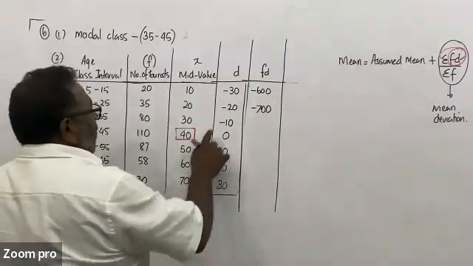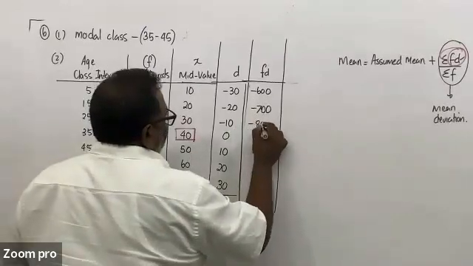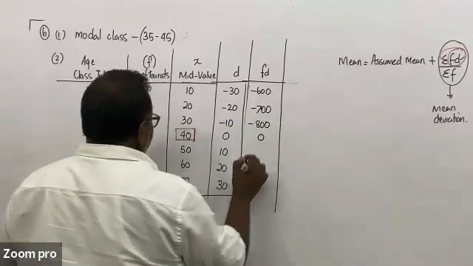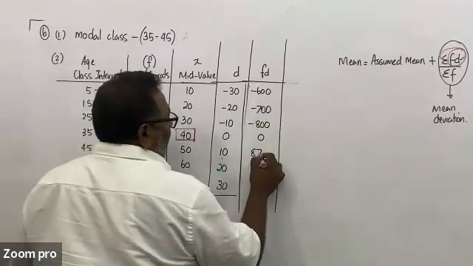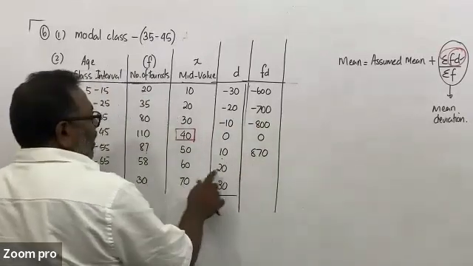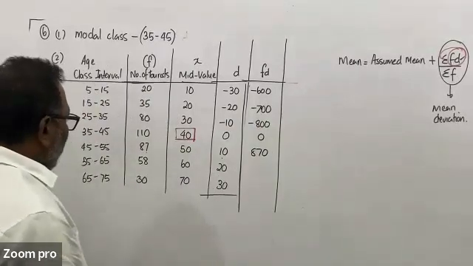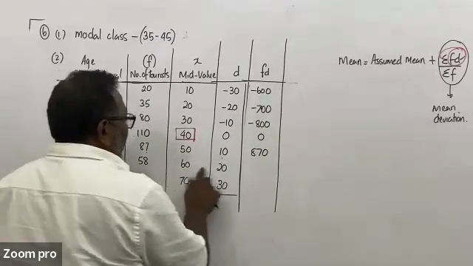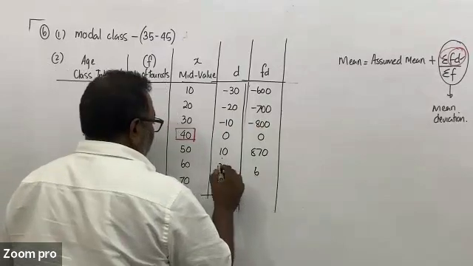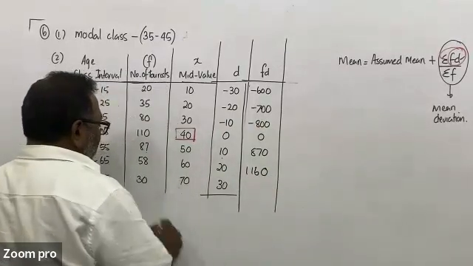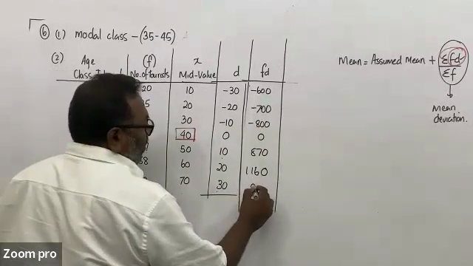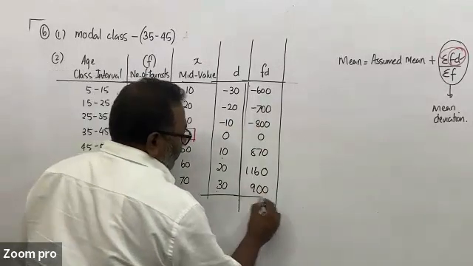Then 80 multiplied by minus 10, minus 800. 0. 87 into 10, 870. 58 into 20, you get 8 into 2, 16, 1,160. 30 into 30, 900.